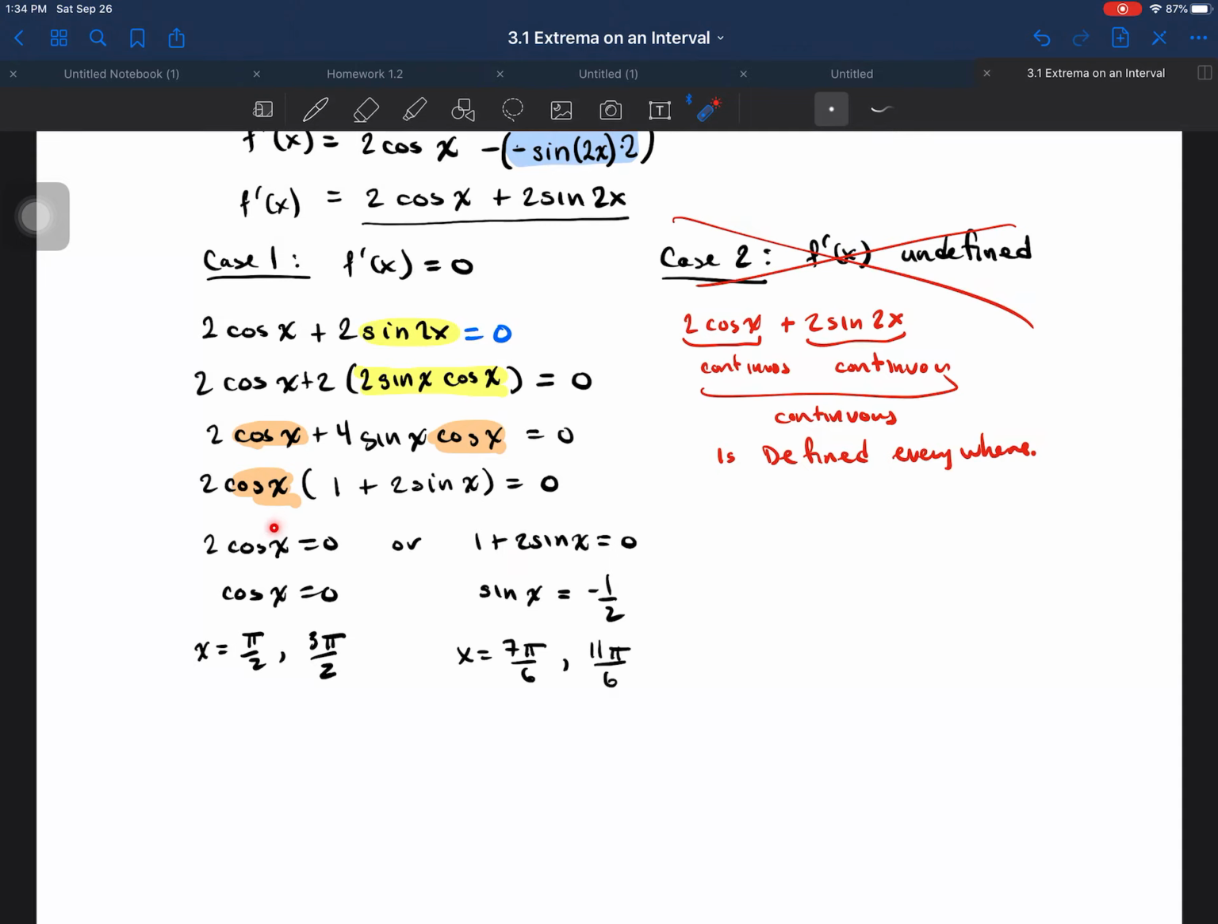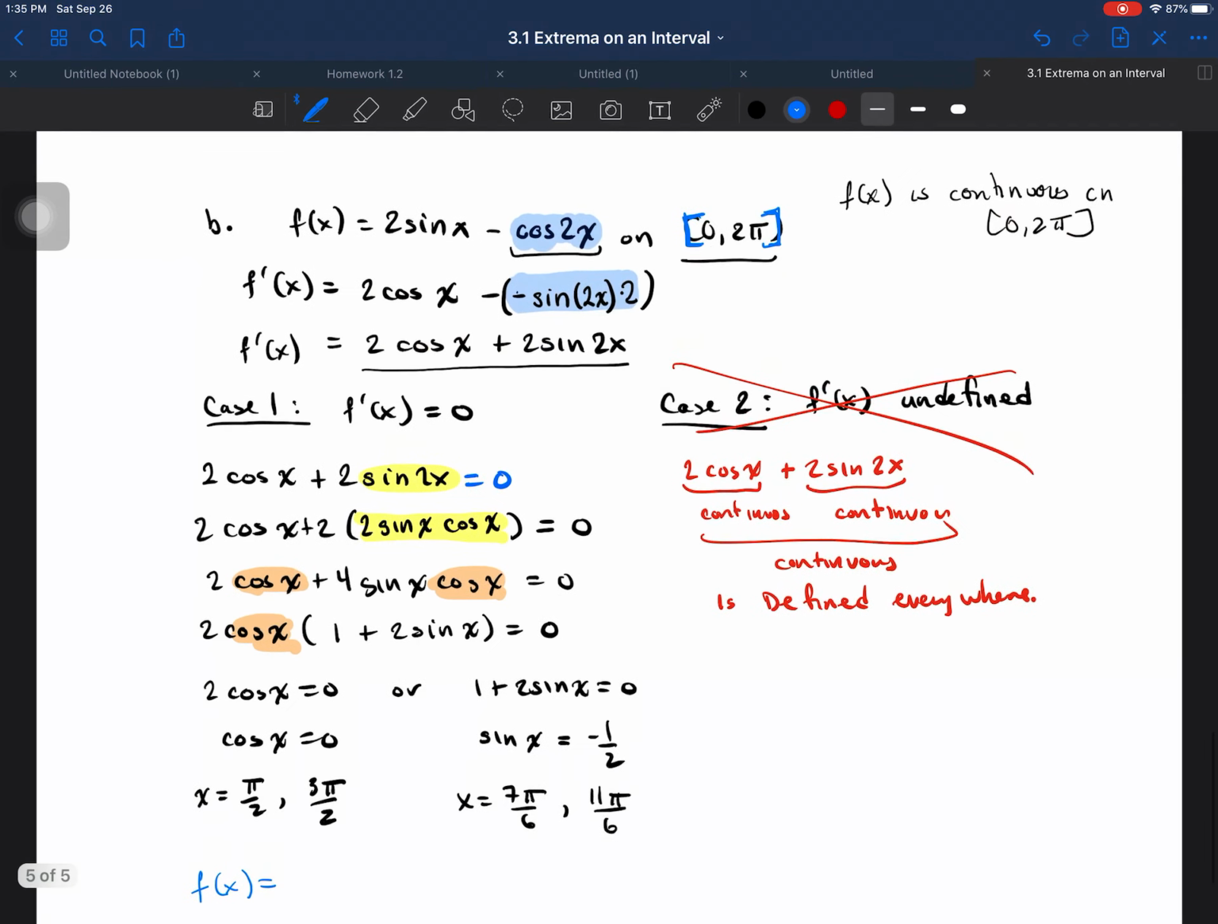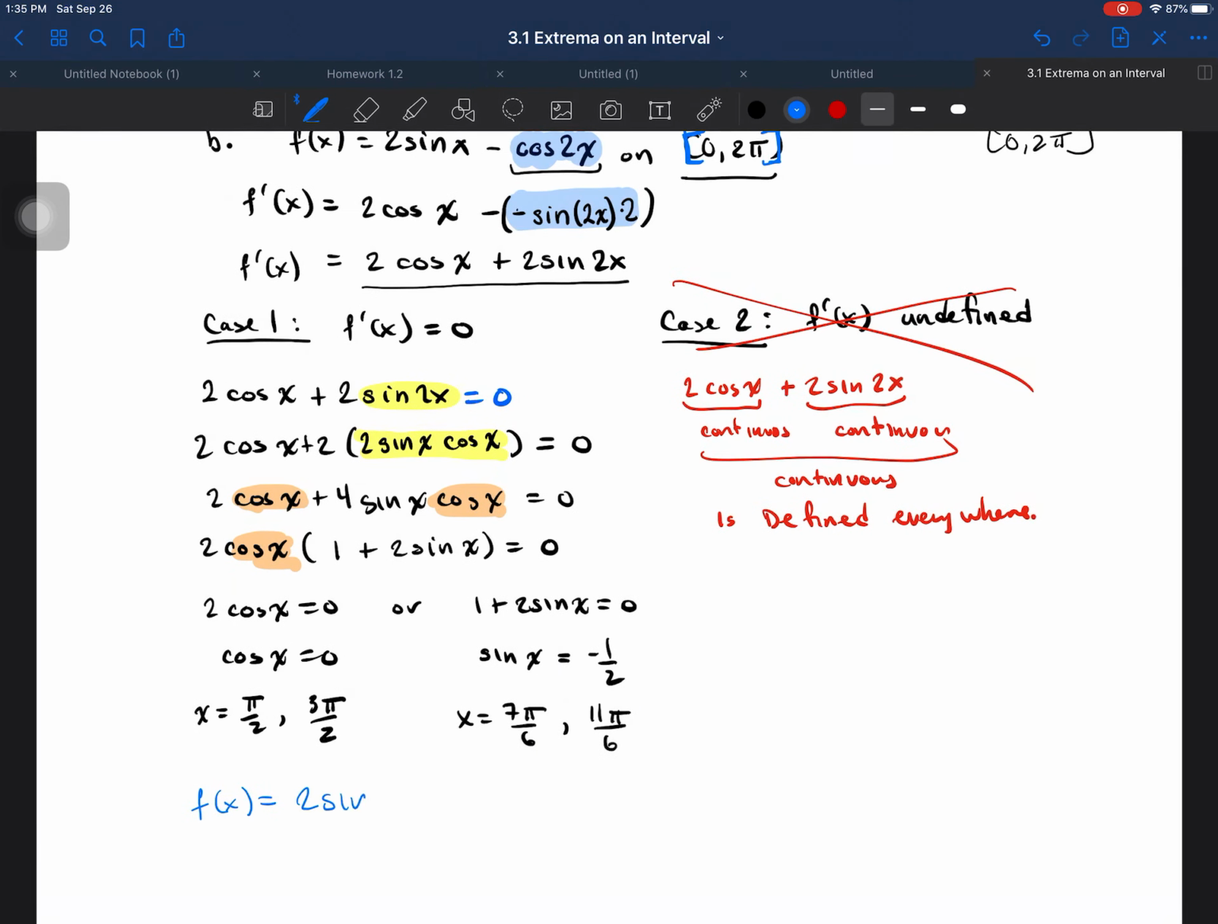And then, so we're going to do cosine of x equals 0 whenever you have pi over 2 or 3 pi over 2. For this one, we're going to subtract 1 on both sides and then divide by 2, and that gives sine of x equals negative 1/2. And that happens between 7 pi over 6 and pi over 6. So what we're going to do now is we're going to check those points. So the function f of x is going to be 2 sine of x minus cosine of 2x.